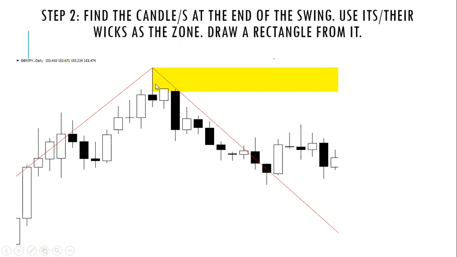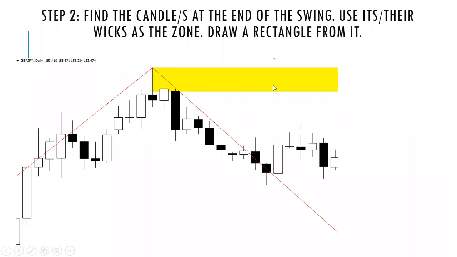So, that's personally my way of looking for supports and resistances. Kunin mo yung wick or yung shadow. Kung mahaba yan, you use the whole thing. You draw a rectangle from that wick and that will function as your resistance. Kung nasa baba, that will function as your support.